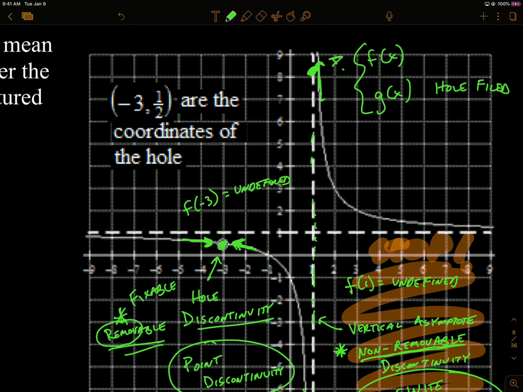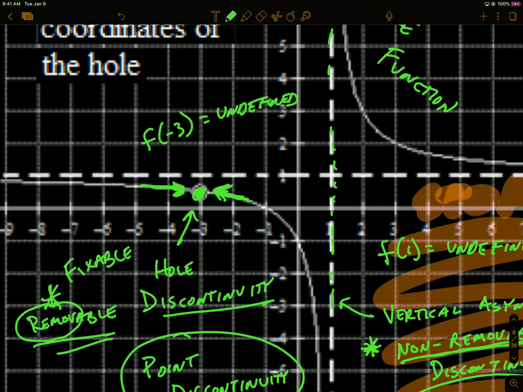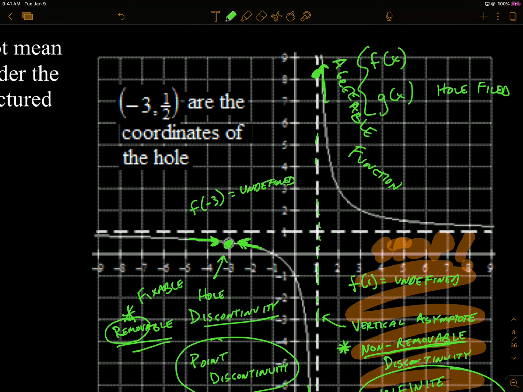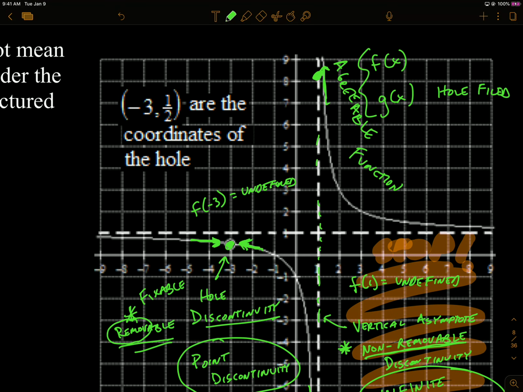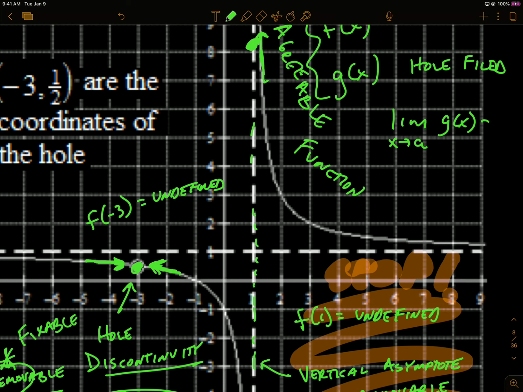Let's say it this way. Agreeable functions. That means they're almost the same everywhere. They disagree at this one spot. But what's going to happen with agreeable functions is if the limit as x approaches our target value of g of x, it's now continuous, we can just find g of a, and that's going to be my limit, right? Those two things are going to be equal.